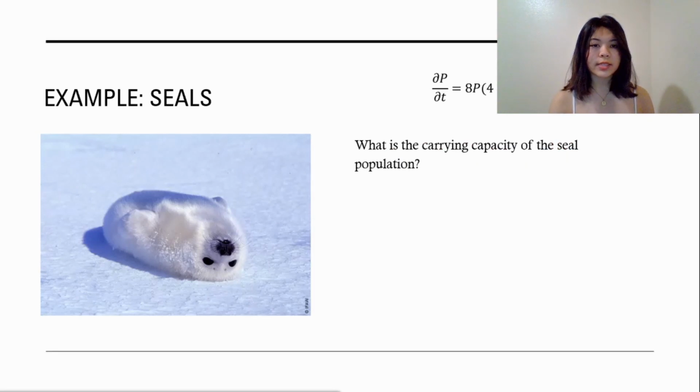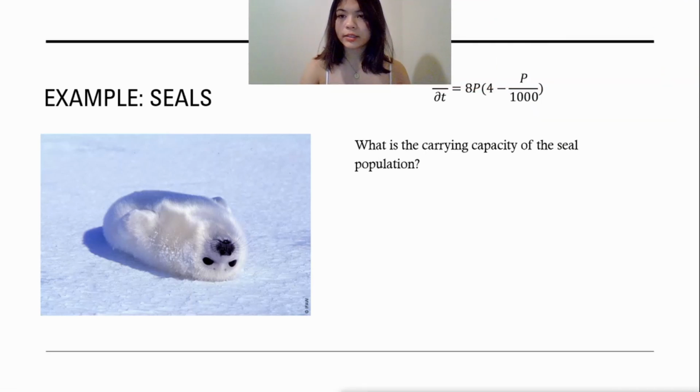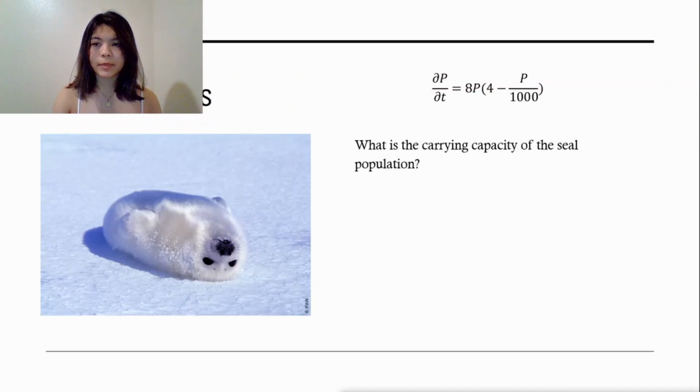So let's look at a quick example involving a seal population. Where it's modeled by dP/dt is equal to 8P(4 minus P over 1,000). So what is the carrying capacity of the seal population?